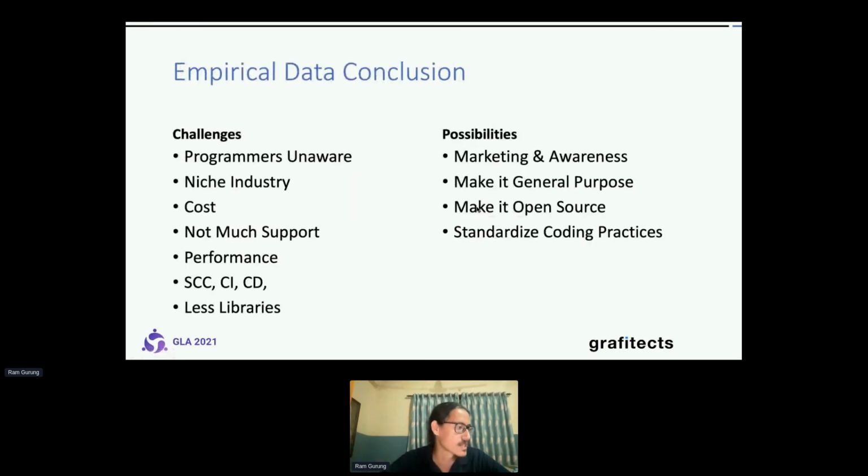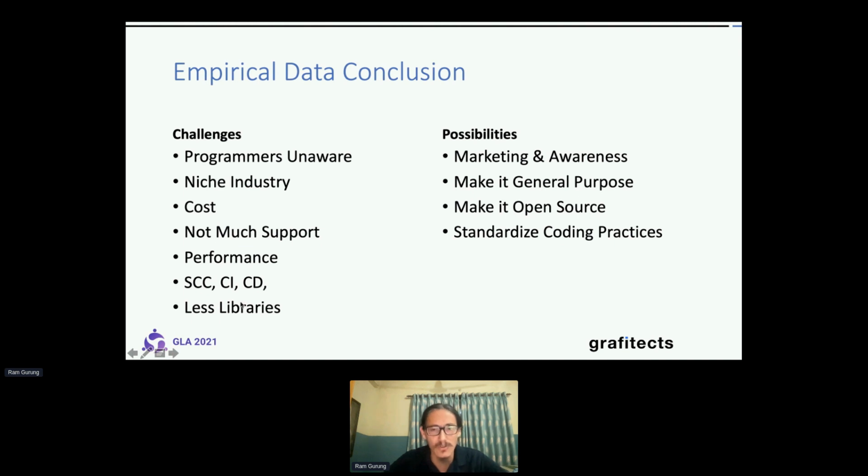So this is the empirical data conclusion. These are the challenges. These are not my conclusions; they came from the empirical research based on the data we collected. So programmers are unaware of the capability of LabVIEW, niche industry, cost, not much support, and then performance, social control, and the advanced features of other programming languages are also lacking over there.